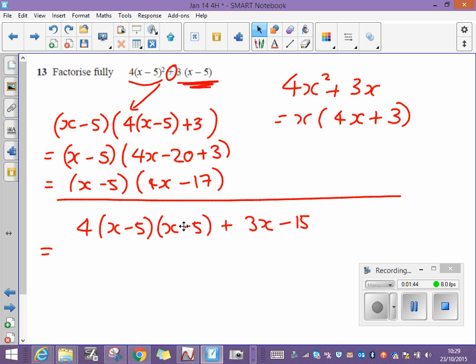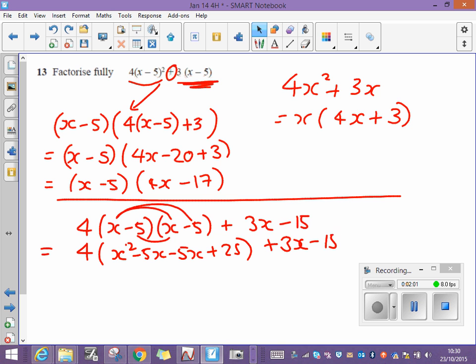To remove the first two brackets here, I'm going to have to multiply the brackets together to do x times x, which is x squared, x times minus 5, well that's minus 5x, another minus 5x, and then minus 5 times minus 5 is plus 25, and then that's plus 3x minus 15. I then have to remove the brackets here. Well, I've got 4x squared. The minus 5x and the minus 5x is minus 10x, and if I multiply that by 4, I'm going to get minus 40x. 4 times 25 is 100, and then it's plus 3x minus 15.